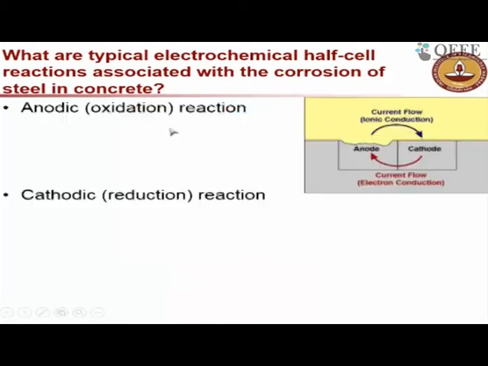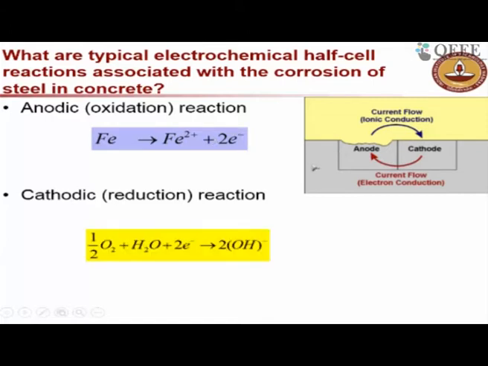Now, what are the typical half cell reactions which can happen at the anode and at the cathode? At the anode, iron dissolves into Fe2+ and 2 electrons, and at the cathodic side these 2 electrons get consumed. Where is this happening? This is happening here in the anodic region: iron becomes Fe2+ and 2 electrons. These 2 electrons move, or the charge is transferred, to the cathodic side where it is absorbed, and in the presence of moisture and oxygen hydroxide ions form.